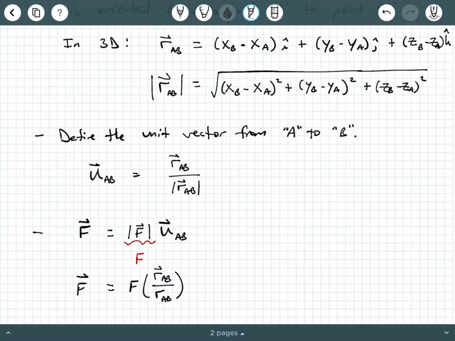So that's pretty much it. We can piece that together, and then that's how we define a Cartesian vector F along a particular line of action or along a particular position from one point to another. So in the next couple of videos, we're going to have some examples that illustrate this.